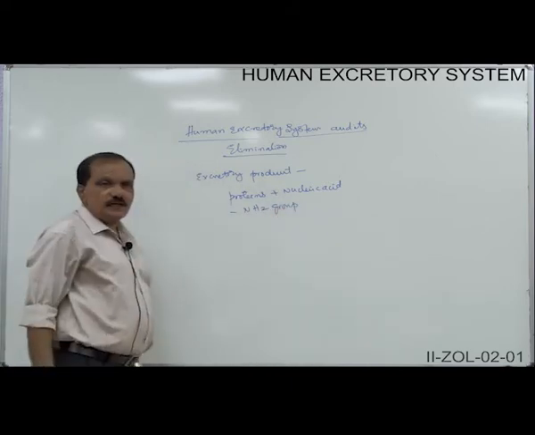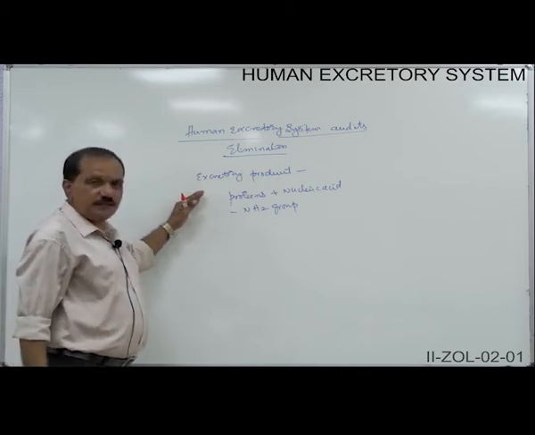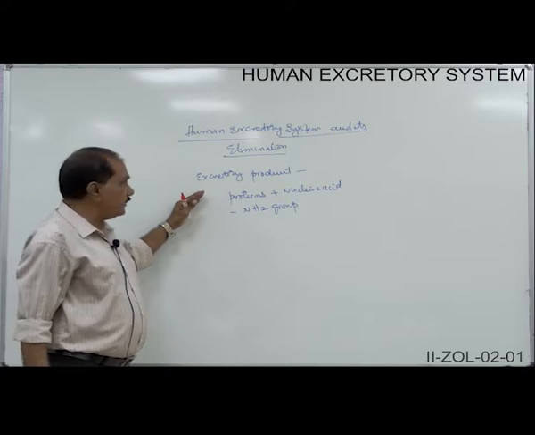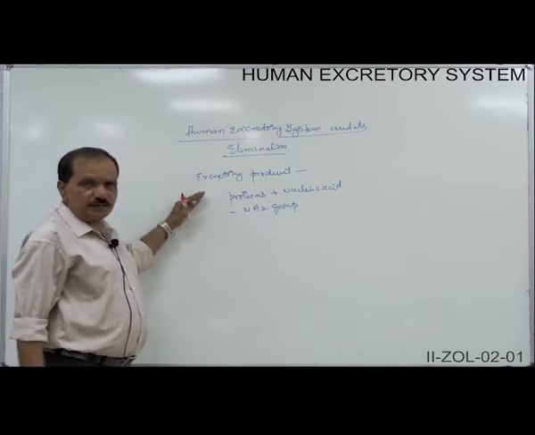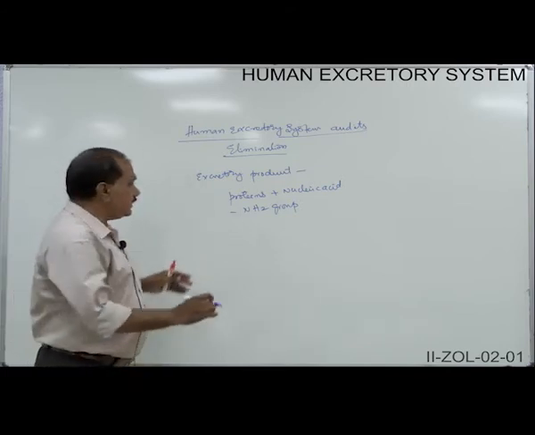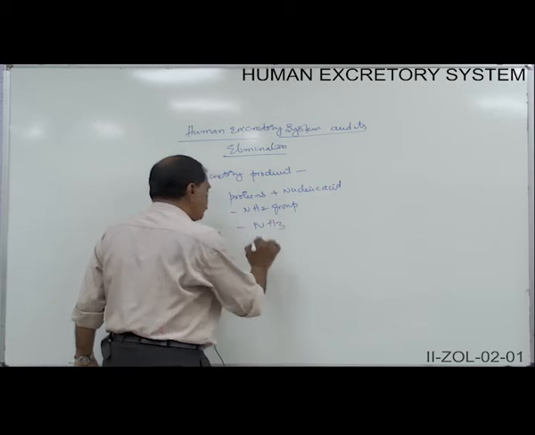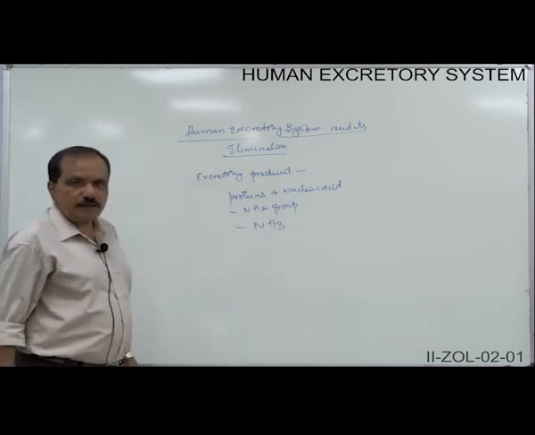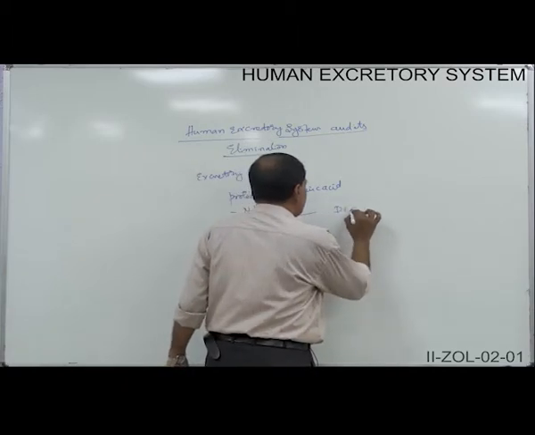The proteins and amino acids present in the food contain the amine group. This amine group is eliminated from the protein and the nucleic acids, enters the liver, and is converted into ammonia, that is NH3. The elimination is called deamination.